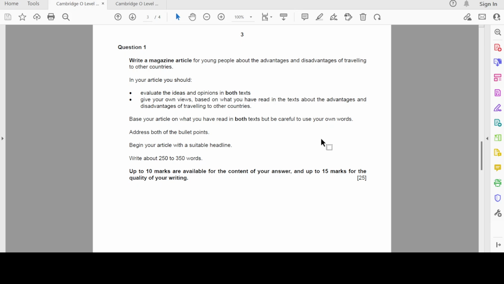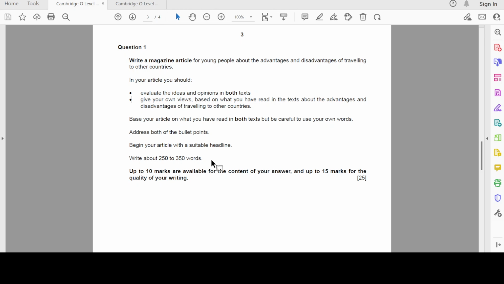So, right, each of these is important to understand for the candidate, right? Using your own words, addressing both texts, covering both disadvantages and advantages, giving your own views, all of that is important, and that will be mentioned in the marking criteria as well. Address both bullet points, so those are these two. Begin your article with a suitable headline. Since they're asking you to do that, do it.